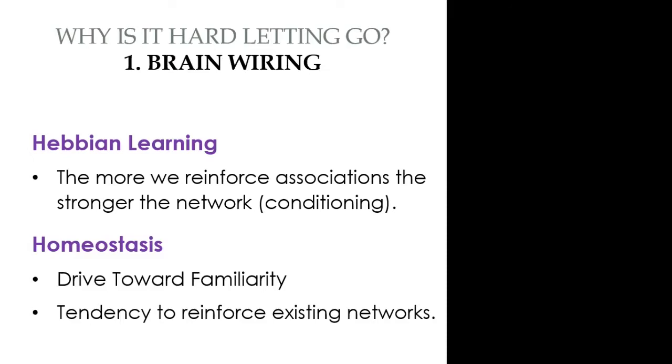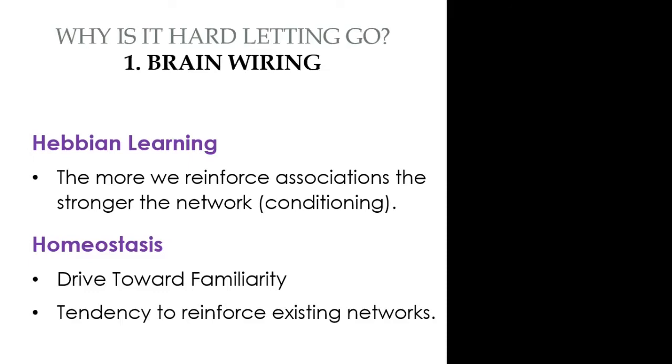So hopefully you remember from your readings that homeostasis refers to this idea that we like to be in an equilibrium state. We like to be in an environment that our bodies are accustomed to, which means we have a drive towards familiarity. Just like we talked about with the negativity bias, your body biologically doesn't want to be in a world that's chaotic, right?